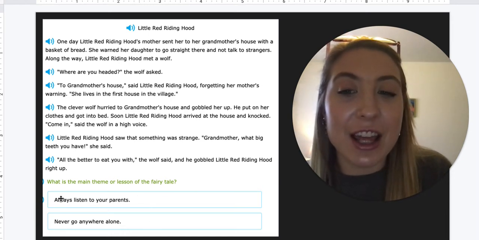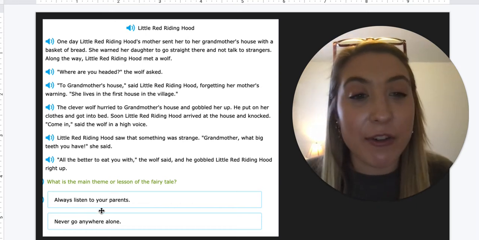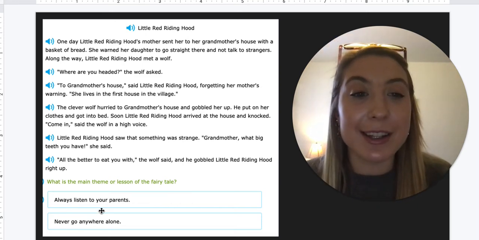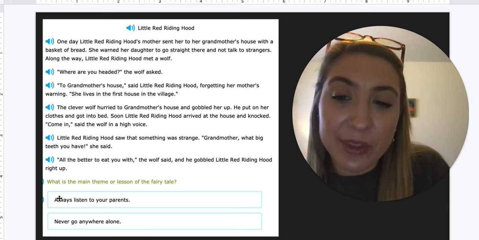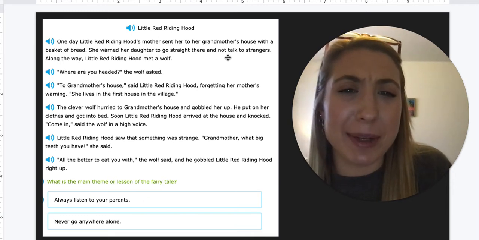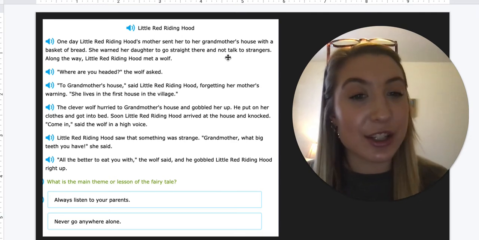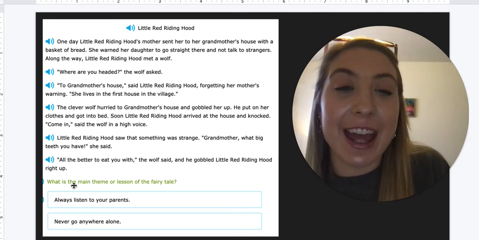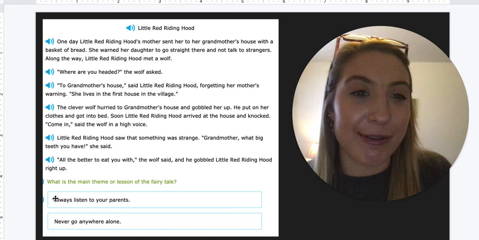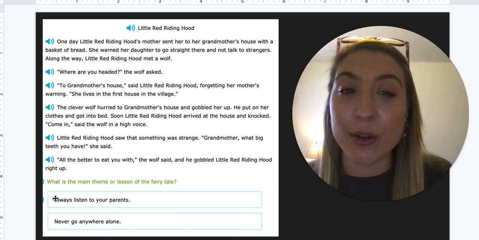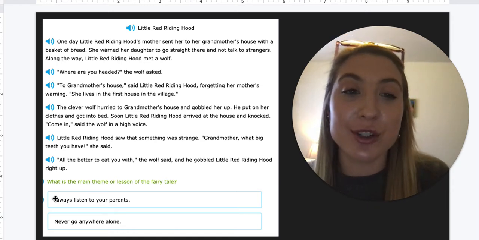So the main lesson from this story that we can learn is we should always listen to our parents. They always tell us what is best for us, so we want to make sure we listen to what they say. So that would be the main lesson, because in our story, Little Red Riding Hood didn't listen to her mother. And that's where things went wrong.